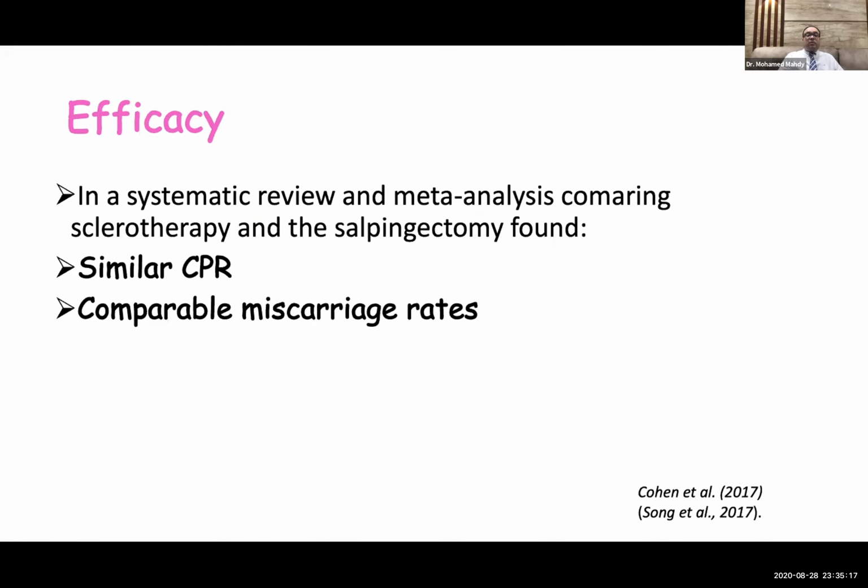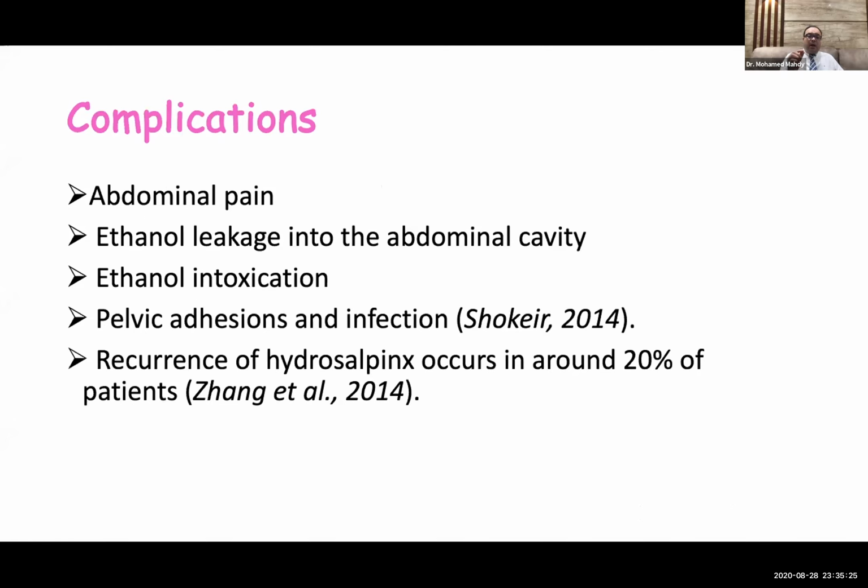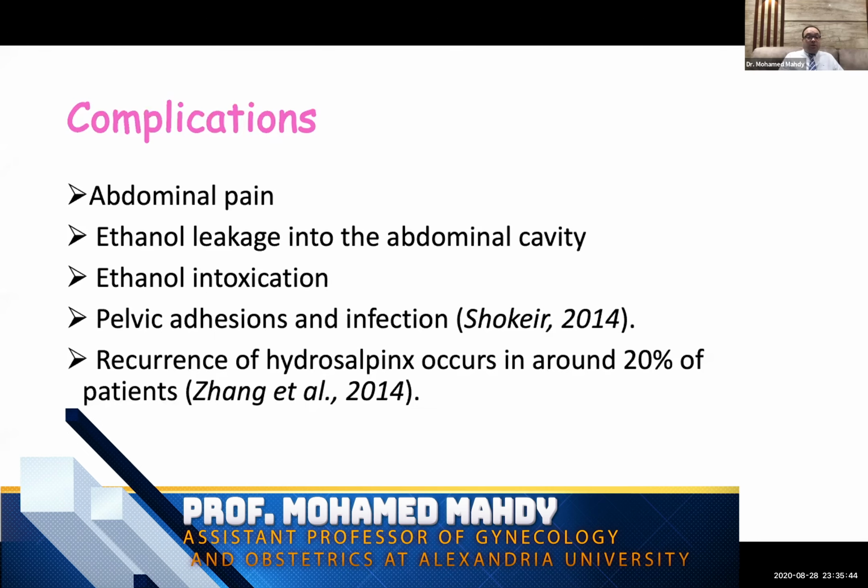Regarding efficacy, it has a similar clinical pregnancy rate and comparable miscarriage rate compared with salpingectomy, but a higher level of complications. It leads to abdominal pain. If ethanol leaks into the abdominal cavity, it's very painful. It may lead to ethanol intoxication. Also, pelvic adhesions and infection. Recurrence of hydrosalpinx occurs in about 20%, which is a high percentage.